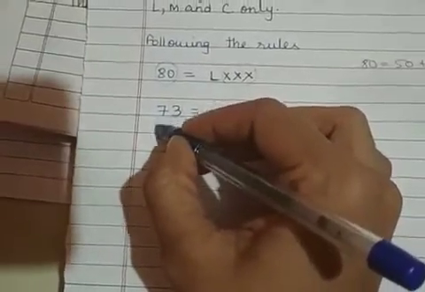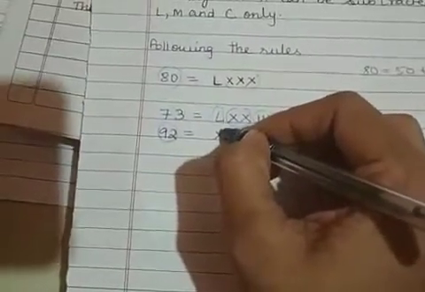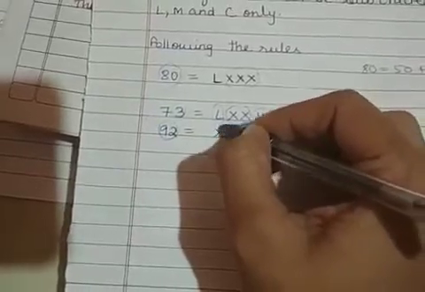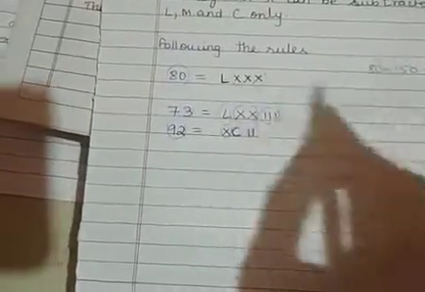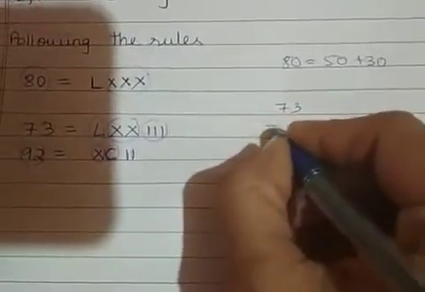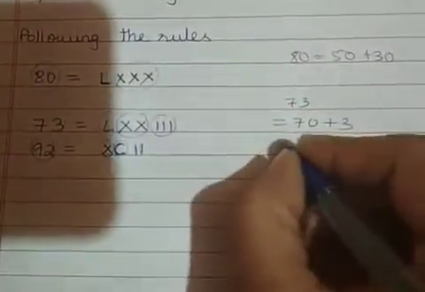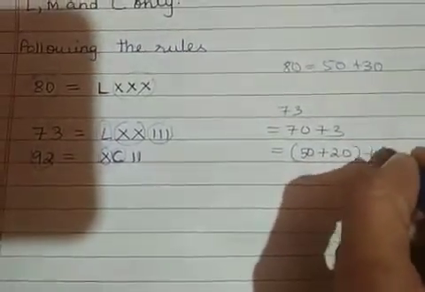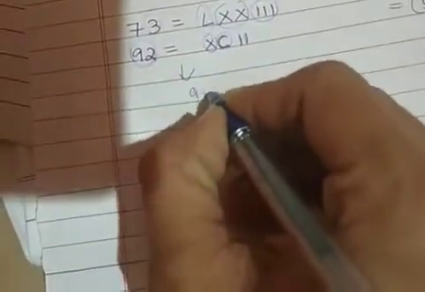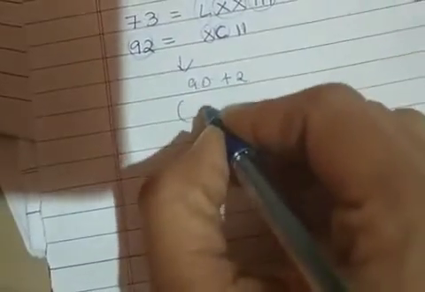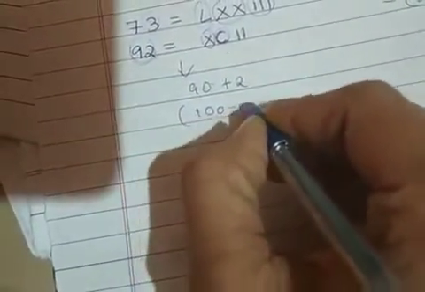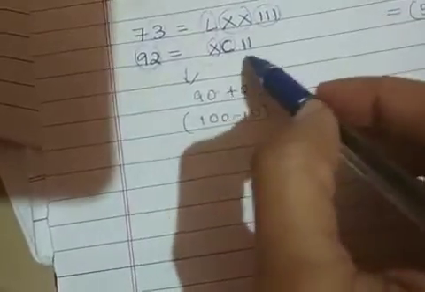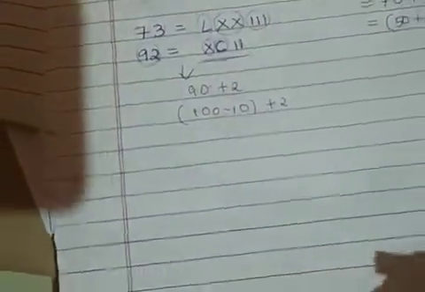92 is what? 92 is 100. 90 is 100 minus 10. So 100 minus 10 plus 2. So this is how we get it. 73 is 70 plus 3, and 70 you are writing as 50 plus 20 plus 3. This number is written as 90 plus 2, and if you want to write 90, it is 100 minus 10 plus 2. That is how it is expressed in terms of Roman numbers. So this is all about Roman numbers.